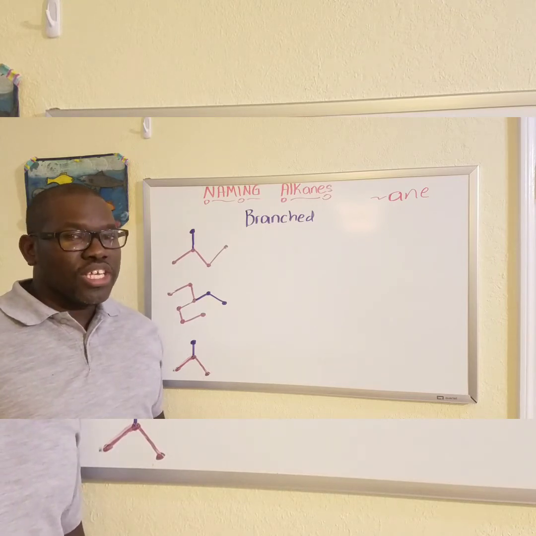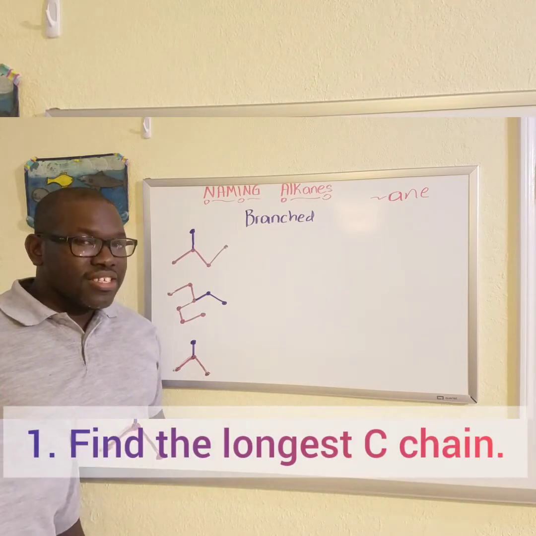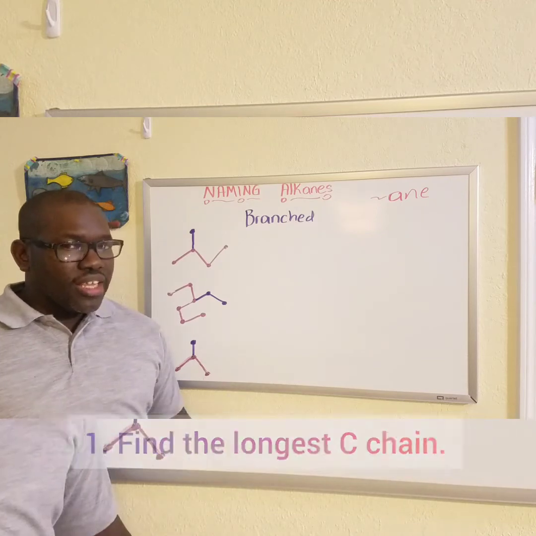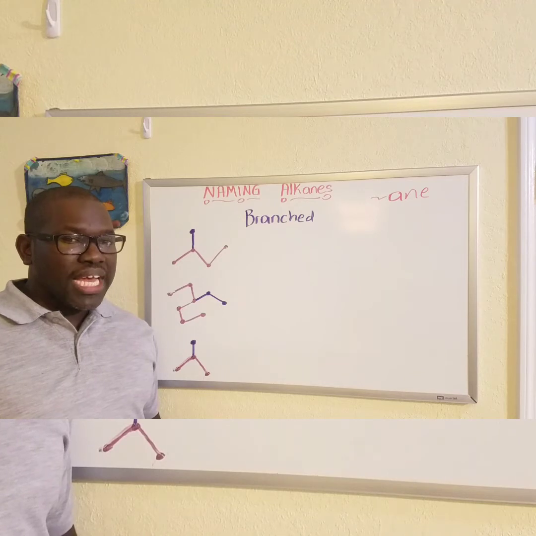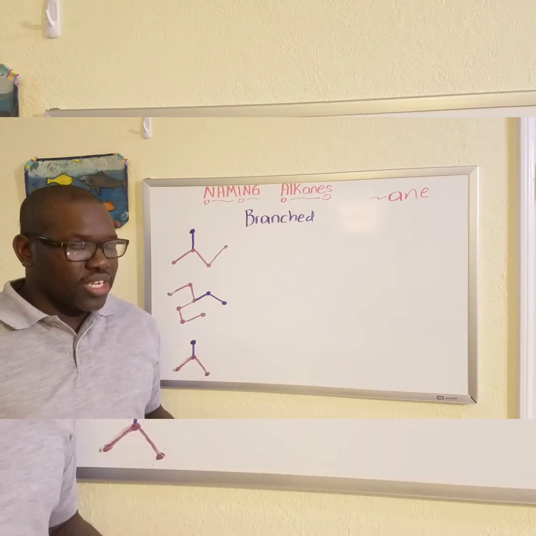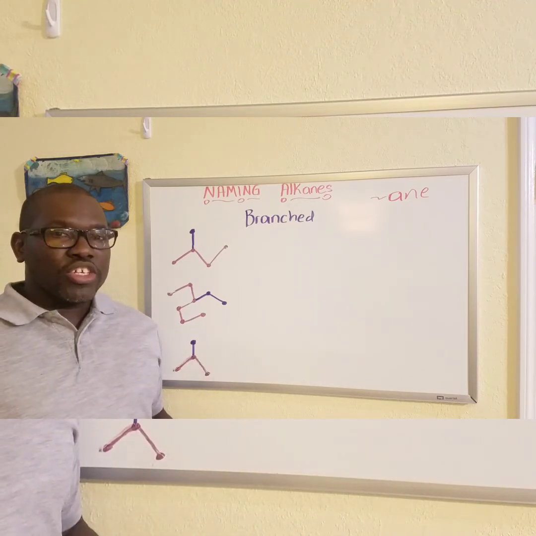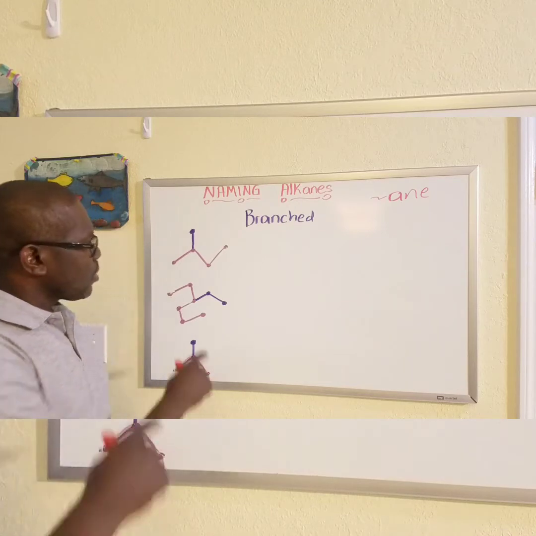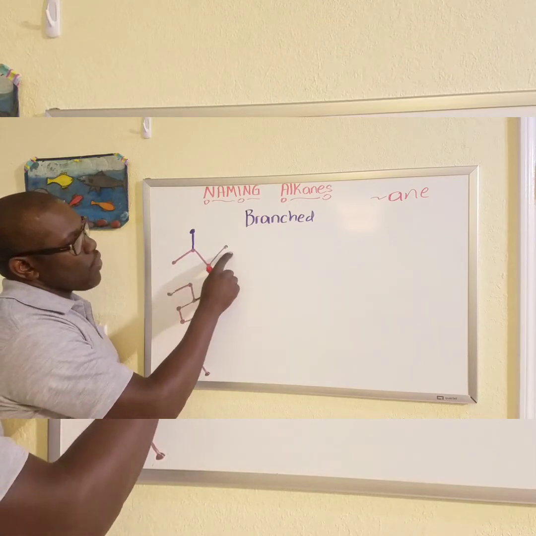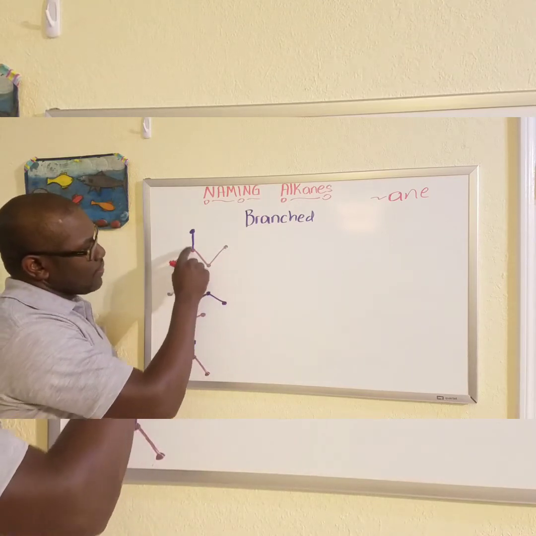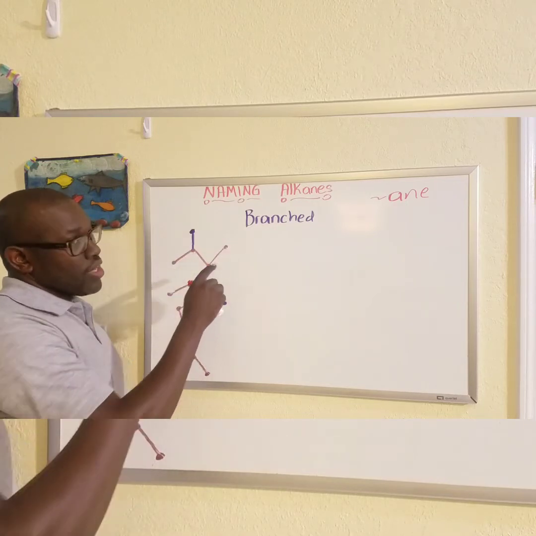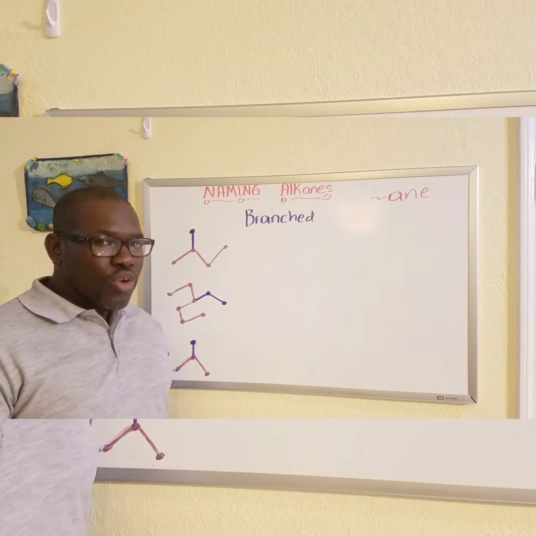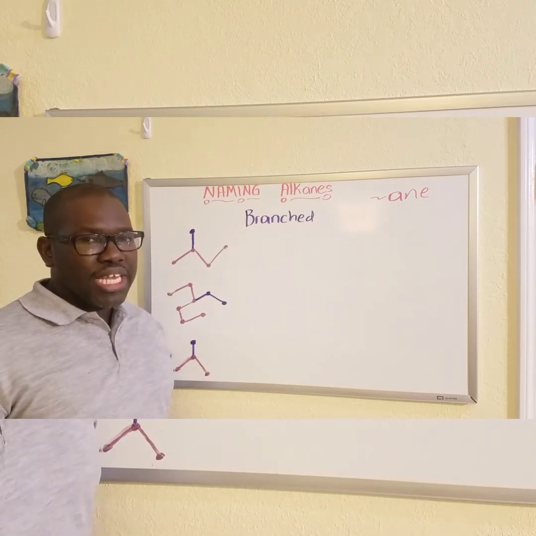The first thing you need to do is identify the longest carbon chain. Now remember, for you to do that, you're going to count the number of carbon atoms that are joined together in a chain in every possible direction. And let's just do that now. 1, 2, 3, 4. 1, 2, 3, 4. 1, 2, 3. 1, 2, 3, 4. So in any direction you go, you recognize that you have 4 carbon atoms.